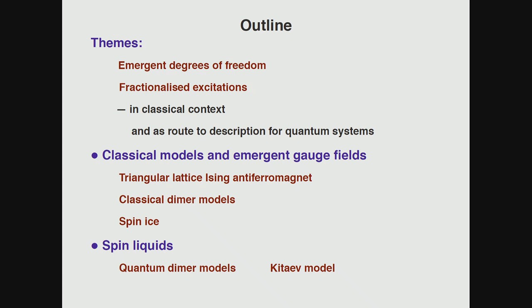So then I started talking about dimer models, and I'll continue with that during this lecture. And then at the end of this lecture and in the lecture this afternoon, I'll talk about a class of magnetic materials that goes under the name spin ice, which is probably the best realization that we have in a concrete material of the physics that I'm talking about.